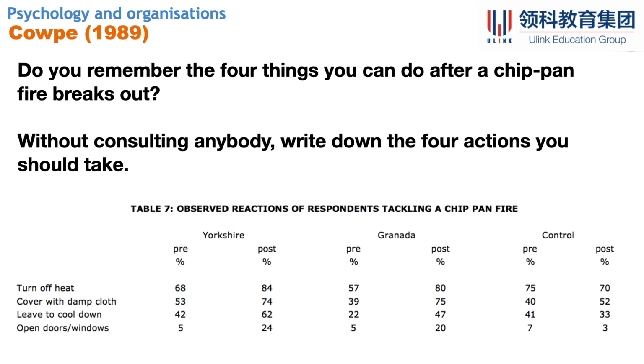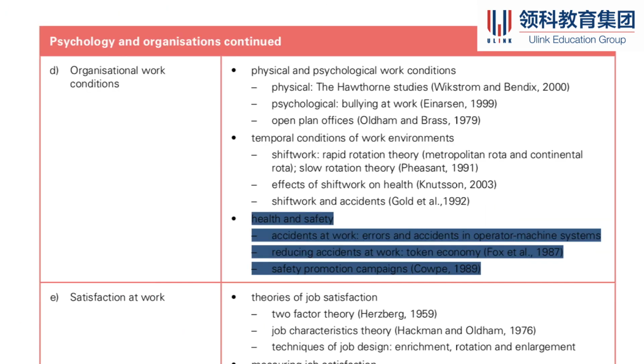Good luck with that. Okay, so just to summarize, today we looked at health and safety and the three sub-topics beneath that: accidents at work that have to do with operator machine systems, reducing accidents through token economy, and using TV adverts or campaigns to increase safety. Honestly, I'm not sure why they chose the chip pan fire thing, because when I think of organizations, I think of things like corporations and things where there's some sort of command structure and leadership structure. But this is what Cambridge gave us to work with.